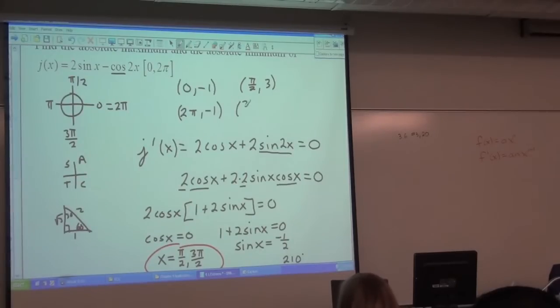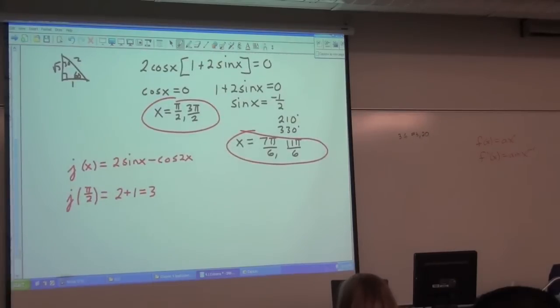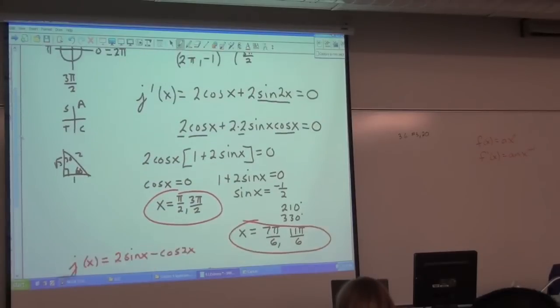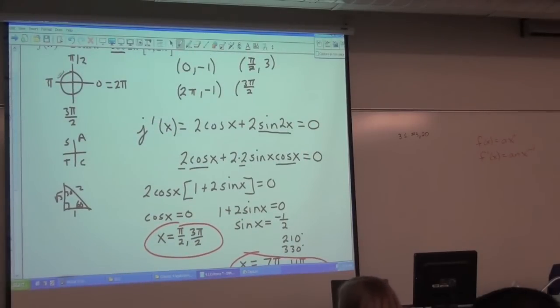We also want to check 3 pi over 2. So we come back to this again. Let's find the value of the function at 3 pi over 2. What's the sine of 3 pi over 2? Negative 1 times 2 makes it negative 2. Put 3 pi over 2 in here, you get the cosine of 3 pi. Cosine of 3 pi is over here, right? 0, pi, 2 pi, 3 pi.